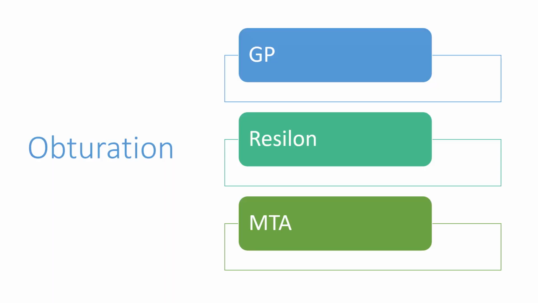Then towards obturation, you should know the composition of GP. The classical question which everyone makes a mistake on is the percentage composition. Though the name is GP, the percentage of GP in the GP stick is only 20%. The remaining majority is actually zinc oxide, 66% of the composition, because zinc oxide is a filler. Though the name is GP, the GP's percentage is very very less.